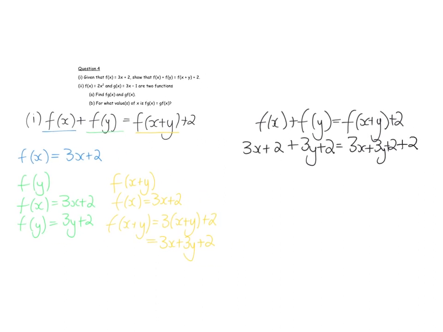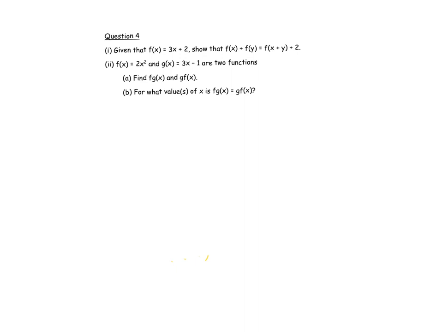So we can see then here we have 3x plus 3y plus 4 is equal to 3x plus 3y plus 4. And we can see that these guys are equal, and we've shown that they are equal. The second part here says f of x is equal to 2x squared and g of x is equal to 3x minus 1, and they're two functions. Find f g of x and g f of x.